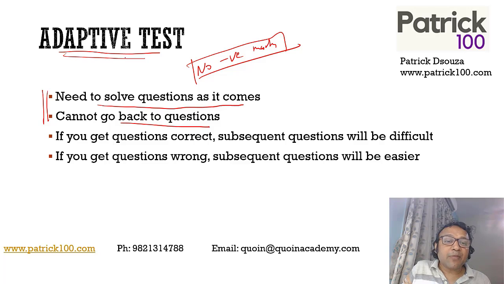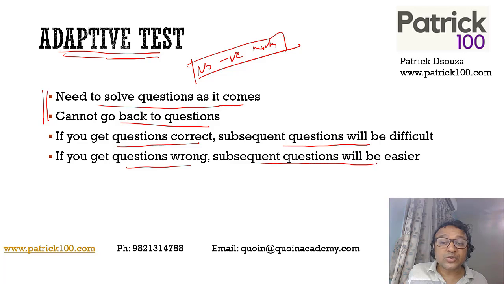One more aspect about adaptive test is that if you get the questions correct, then the subsequent questions will be difficult. It basically means that you're getting questions correct, that means you're good, so they put you more difficult questions later on. But if you get the questions wrong, then your subsequent questions will be easier. Obviously, it has consequences to it. We'll come back to consequences in the next slide, but try to understand that.